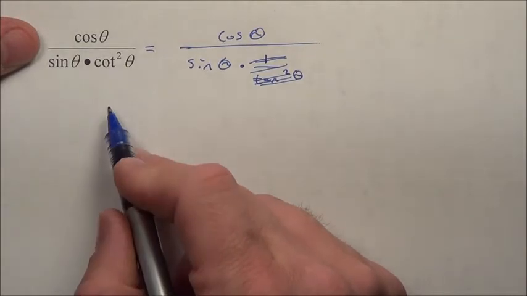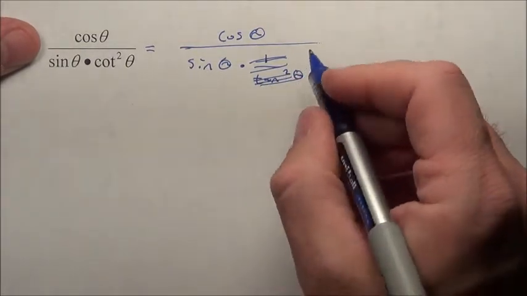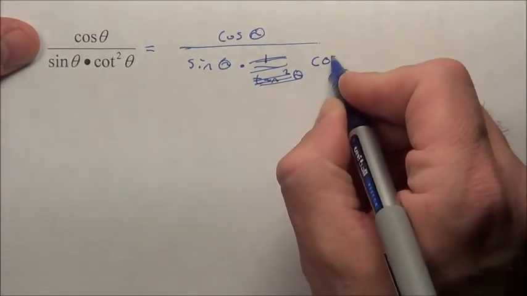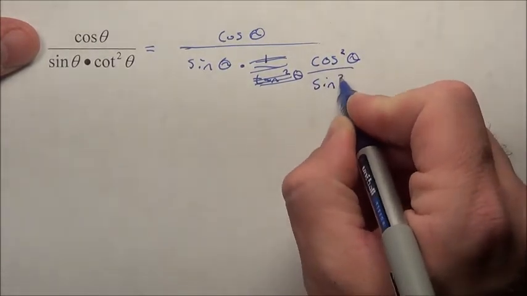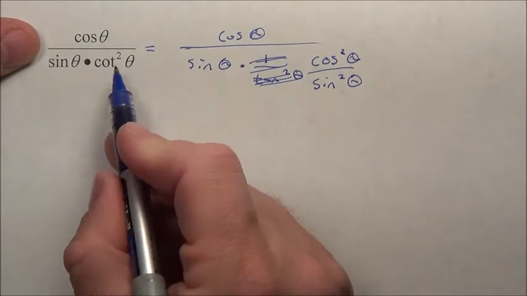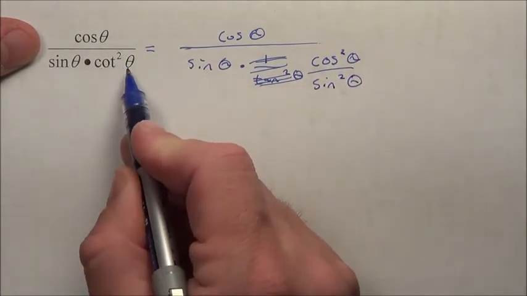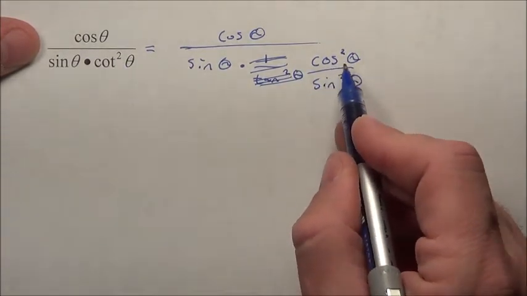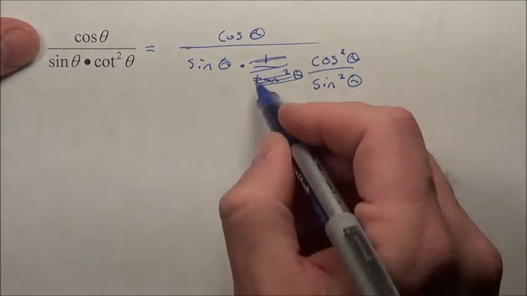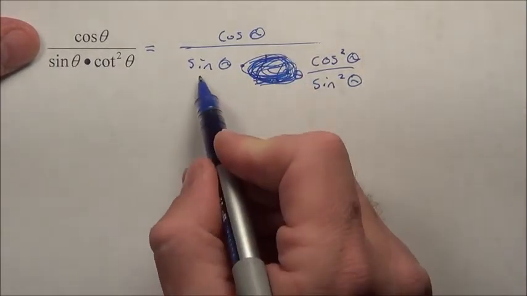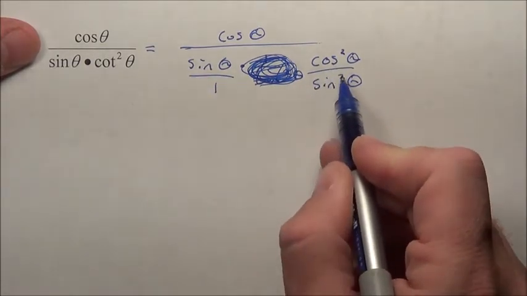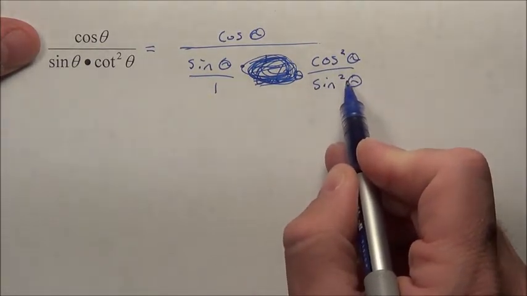Tangent is sine over cosine. Therefore, cotangent squared is cosine squared over sine squared. The only reason I'm doing a squared is because it said it was a squared. If it had just been cotangent of theta, I would have done cosine of theta over sine of theta. So here's what we have. I just sort of blocked that out. I have sine of theta over 1 times a cosine squared of theta over a sine squared of theta.